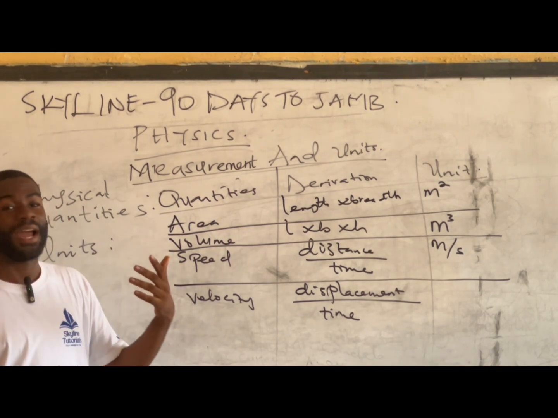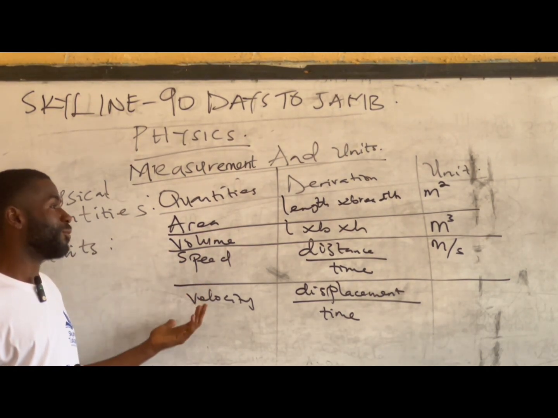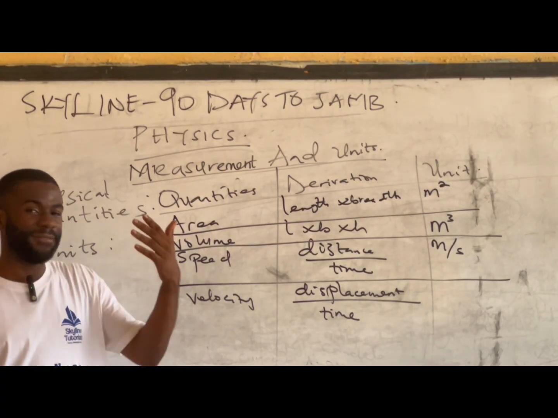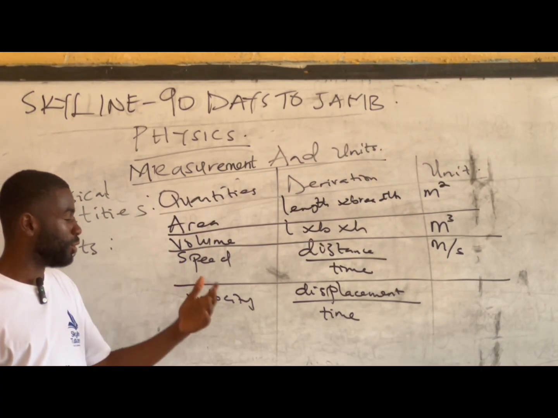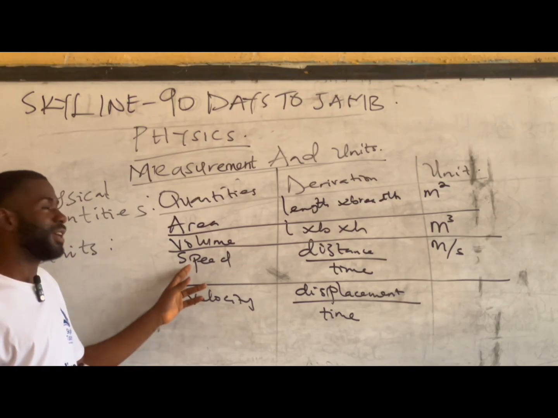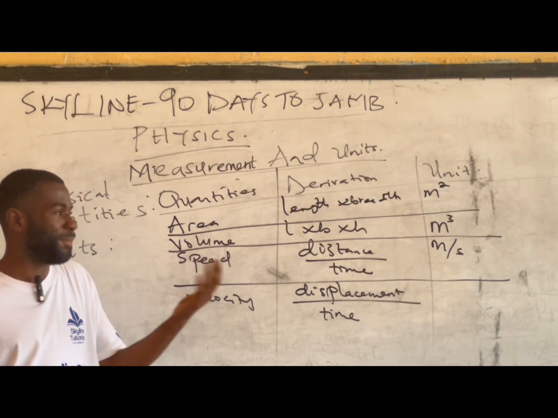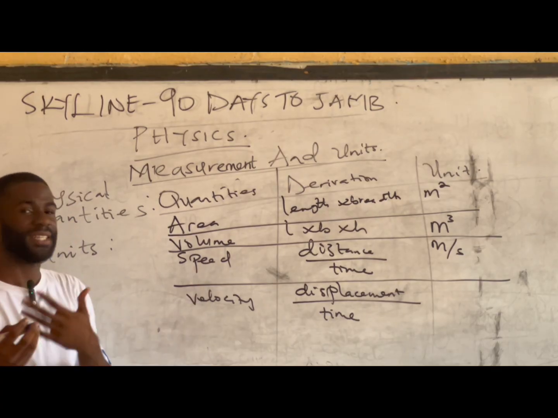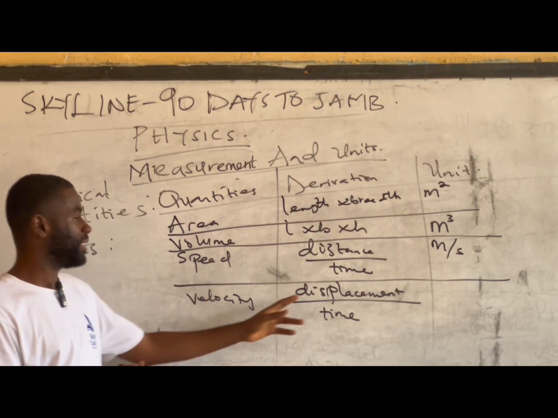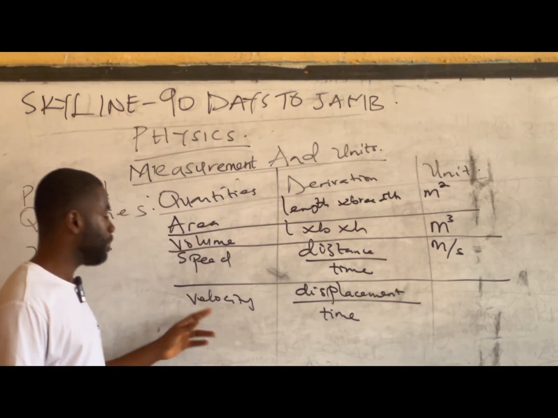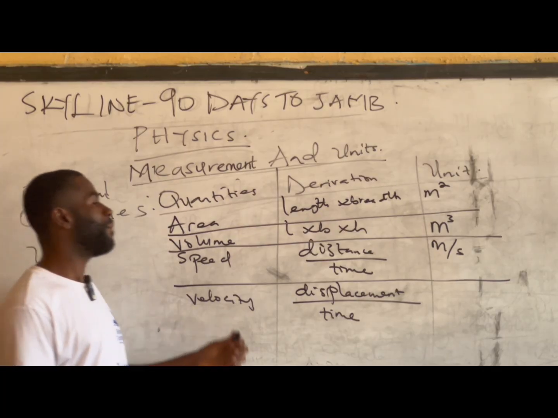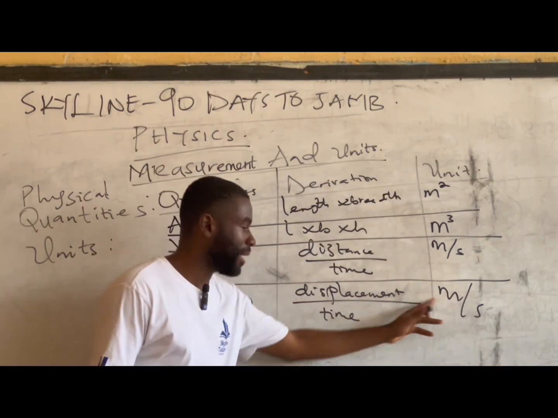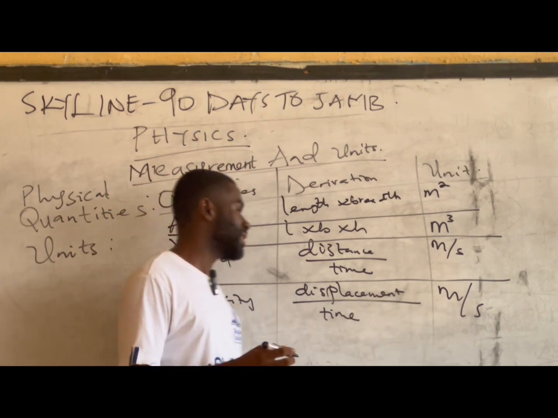For example, I can mention a vehicle moving to the north. Whenever there's a specific direction in a question, it becomes velocity. But I can just mention a vehicle that's moving at a particular speed, but there's no direction property. So that's basically the difference. Speed is just distance over time with no direction, but velocity has direction. But they are both measured in meter per second because displacement is in meters and time is in seconds.